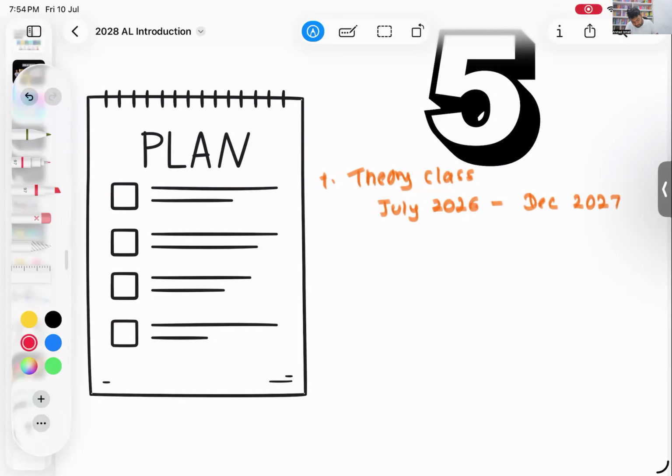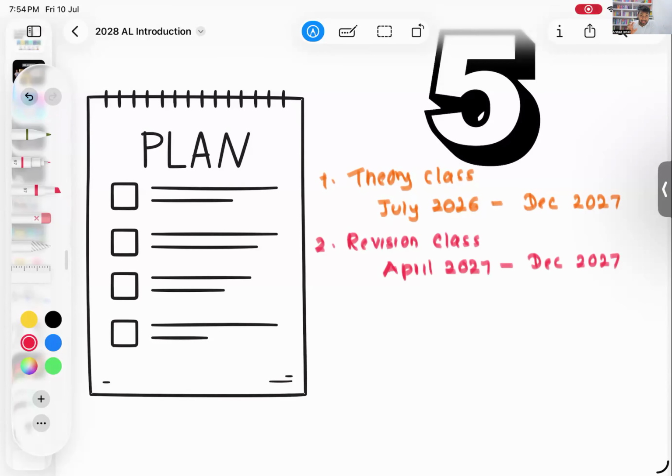The second one, we will then have a revision class. Now in the revision class, what we do is we do papers. So the revision class will start next year around April. So starting around April 2027, and this also goes until December 2027. So April 27 to December 2027, in the revision class, what we do is we do a lot of papers. Right? We do a lot of papers.